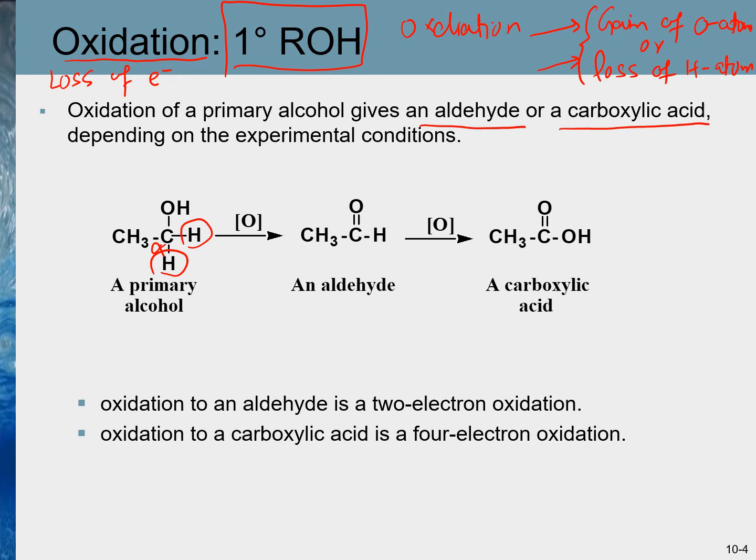In first step, when one of the hydrogen is lost, that's one step of oxidation. The product will be an aldehyde, and the further oxidation of the product, that is the aldehyde, then we will obtain a carboxylic acid. So it is a two-step process.